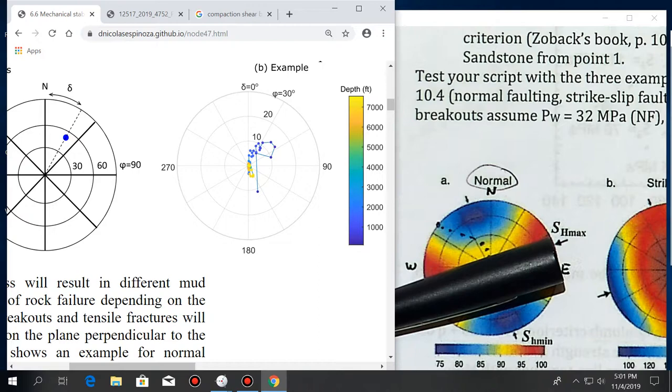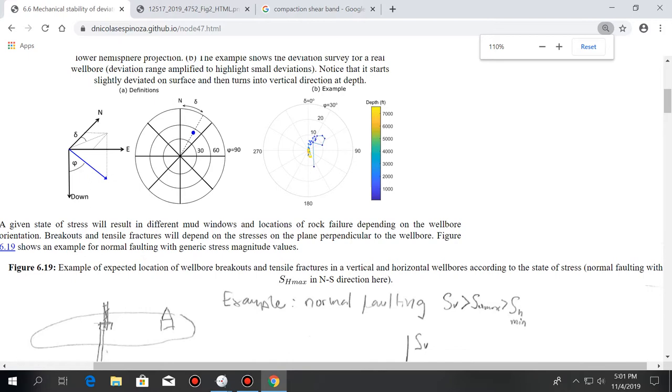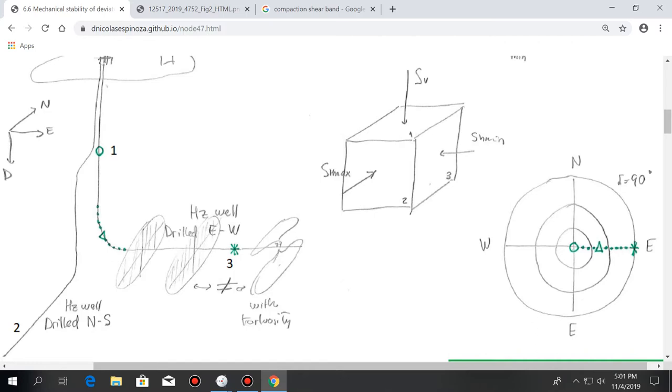All right, so we know how to make these plots. And the next thing, this is what I was explaining before. You can take a look at that a little bit later.